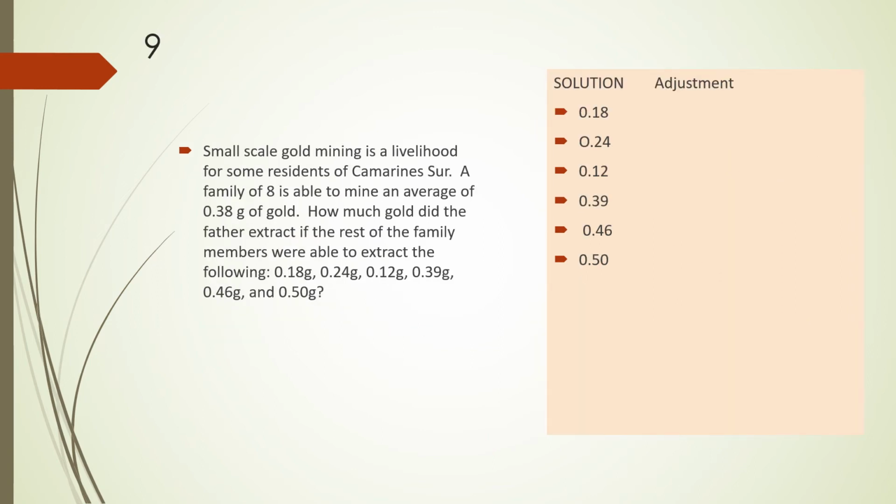So let's go now for the ninth example. We have the small scale gold mining livelihood for some residents of Camarines Sur, and a family of 8 is able to mine an average of 0.38 grams of gold. How much gold did the father extract if the rest of the family members were able to extract the following? 1, 2, 3, 4, 5, 6.